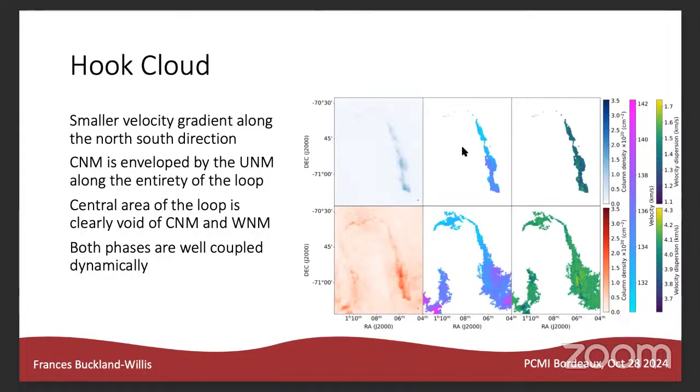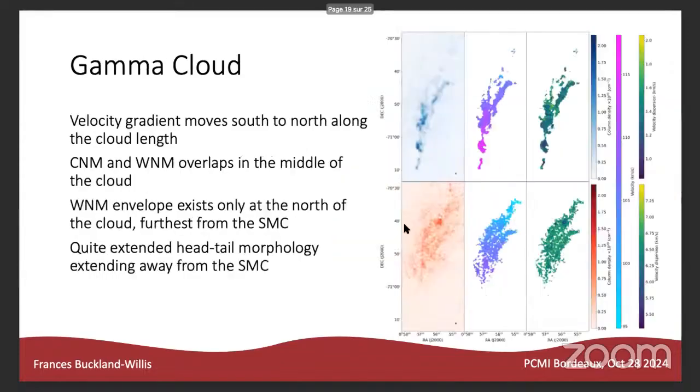For the Hook cloud, we don't really see a strong velocity gradient north to south. This is 2 times larger, well, 4 times larger, but 2 in each axis than the previous cloud. But we don't see anywhere near the velocity gradient we see in the other one. We do see that the CNM is enveloped by the UNM in this loop, but the central area of the loop is completely void of any H1, really. And we don't see the CNM come down on this eastern side either. But we do know that both phases from this decomposition follow each other well in velocity.